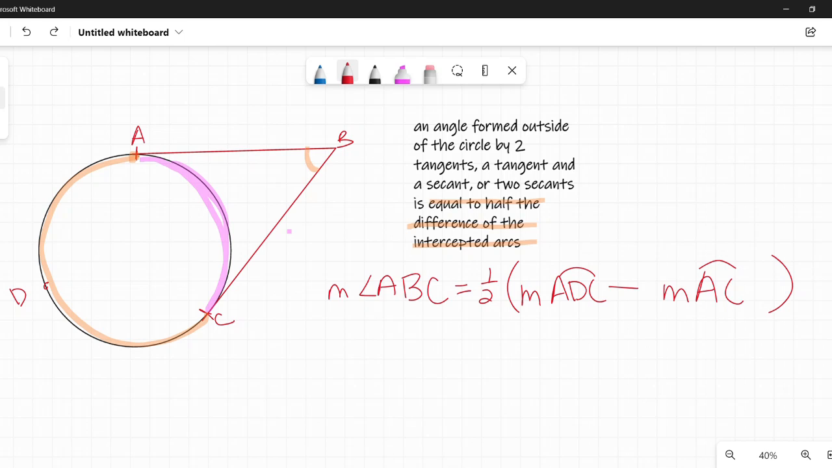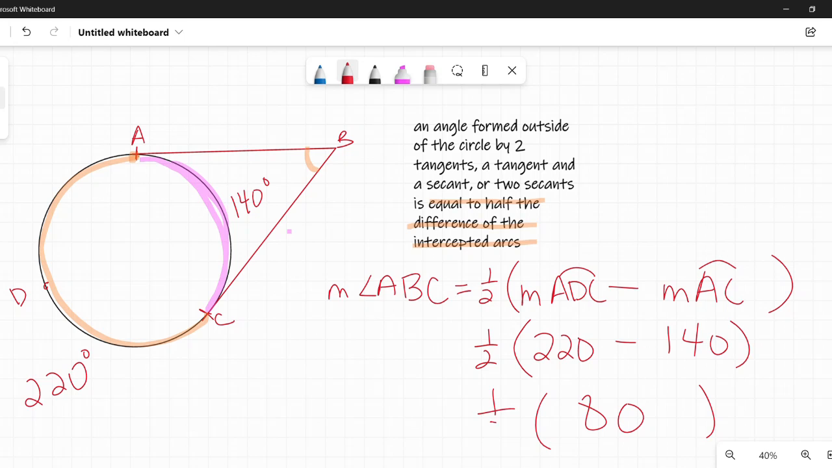So let's put some numbers in here. Let's say I'm told that this arc ADC is 220 degrees, and that arc AC is 140 degrees. These will always add up to 360 if we're talking about the entire circle. An entire circle is 360 degrees. So if I plug those numbers in, the measure of arc ADC is 220 degrees, the measure of arc AC is 140 degrees, and I want to multiply the difference times a half. 220 minus 140 is 80. And if I multiply that times a half, that equals 40. So my angle here, ABC, is 40 degrees.